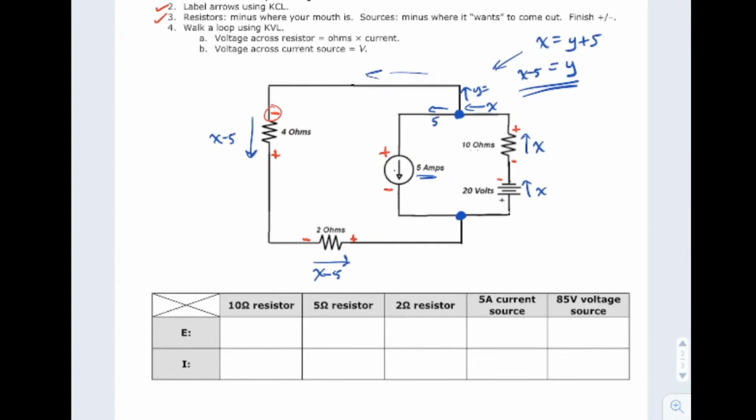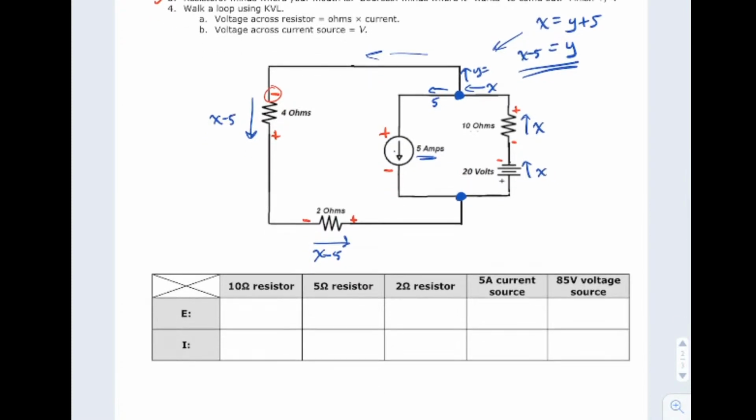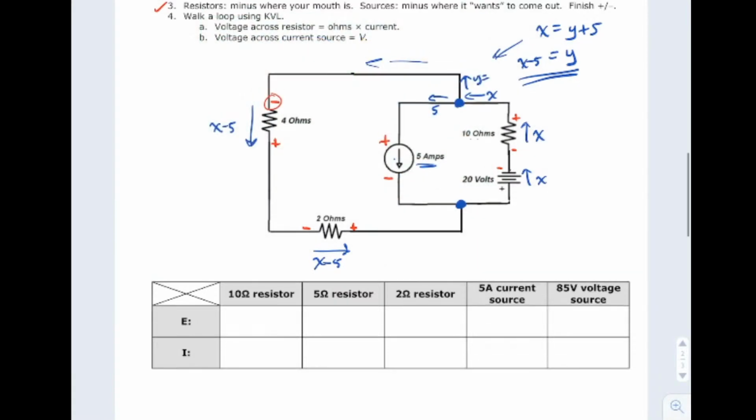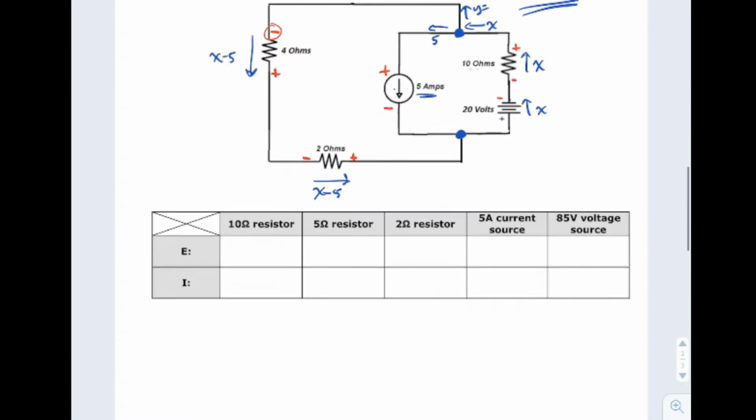So I try not to walk through this yet. Save that for last. Save the current source for last. So where am I going to walk? I'm going to walk around the outside. Just so I don't want to go through that right now. So I'm going to walk around the outside. Where should I start? Doesn't really matter.